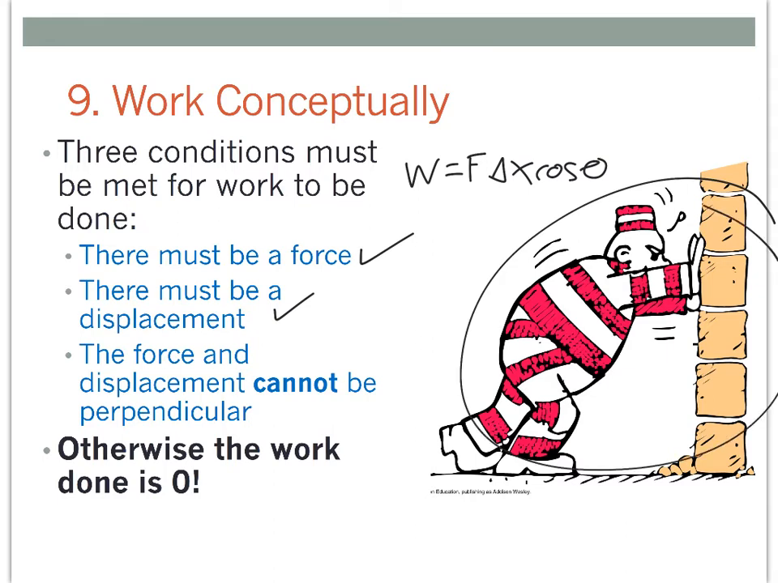So this situation here, with our prisoner trying to escape, he can push on that wall all he wants with all of his might all day, but he'll never actually do any work because he's not actually going to make the wall move, all right? Until we make an object move, no work is done on it. We don't transfer any energy to that object. And lastly, the force and the displacement cannot be perpendicular. Unless all three of those conditions are met, the work done is going to be zero. And so that's an important thing to keep in mind, especially when we're doing some of these conceptual questions.